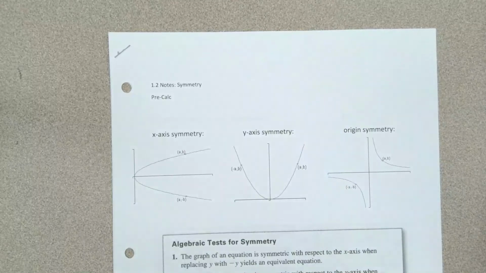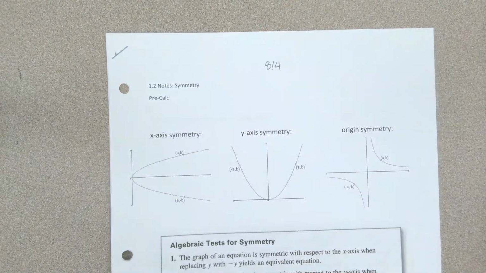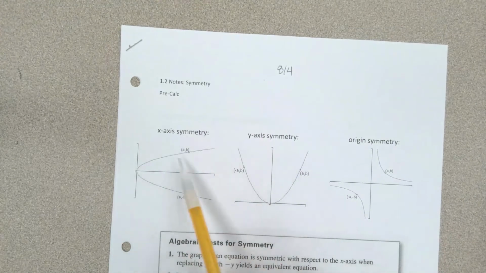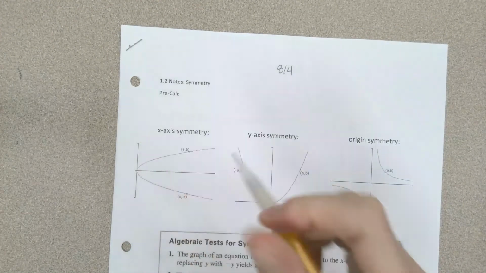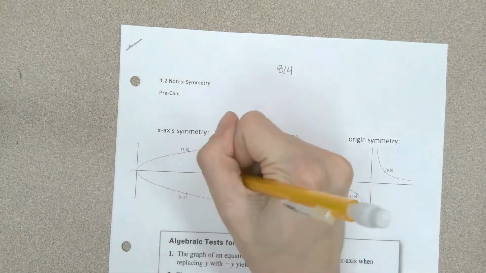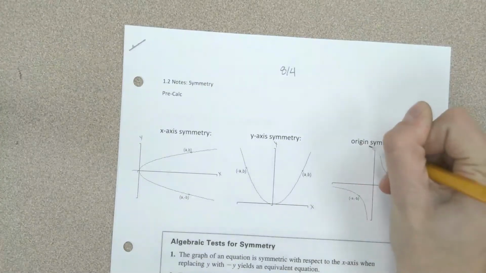Okay, so today, which was 8-4, we worked on symmetry. So we talked about x-axis symmetry, right? The picture's a little cut off here, but say this was an xy coordinate plane. This is our x and y axes.